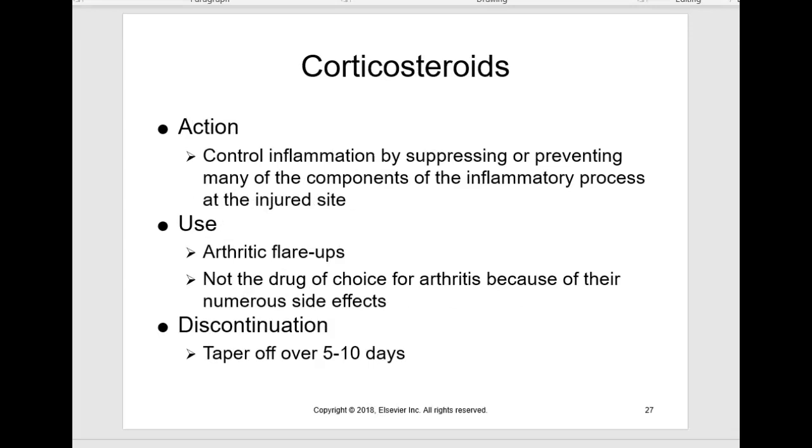Now, the medications we just covered were all NSAIDs, or non-steroidal anti-inflammatory medications. We'll just briefly talk about corticosteroids, which is another classification of anti-inflammatory medications. How do they work? They control inflammation by suppressing or preventing many of the components of the inflammatory process. They're used for arthritic flare-ups, not the drug of choice for arthritis because of their numerous side effects. The big thing with corticosteroids is that we want to taper them off. So if a patient's been on a steroid for a while, we don't want to stop that medication abruptly. It would be a medication that they would be weaned off of.